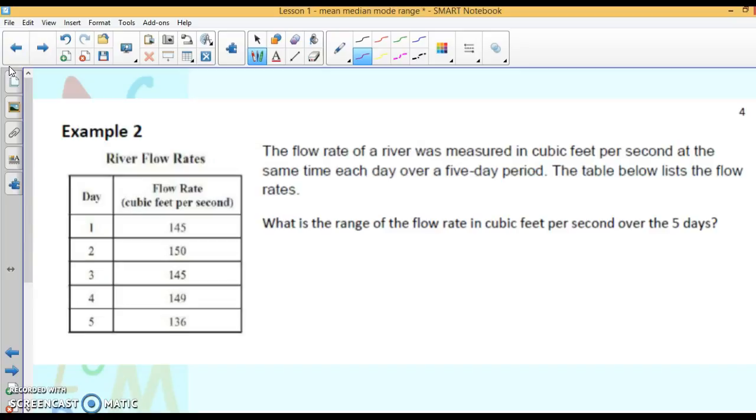The flow rate of a river was measured in cubic feet per second at the same time each day over a 5-day period. What is the range of the flow rate? Well, range is going to be highest minus lowest. So here's highest, 150, minus, what's the lowest? 136. You've got to really pay attention if they're not listed in order. And you get 14.